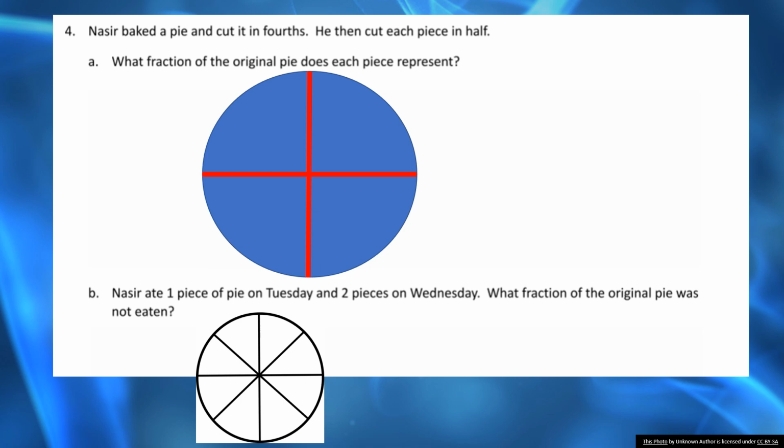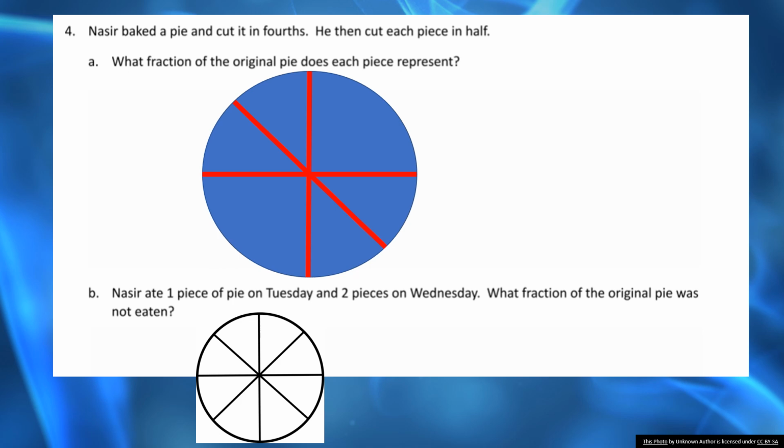Okay, so I have a pie. We have it cut into fourths. Next sentence says, he then cut each piece in half. So each one of these 4 pieces, we have to cut it in half now. So let's just draw a diagonal line straight across. So 2 of the pieces have been cut in half now.